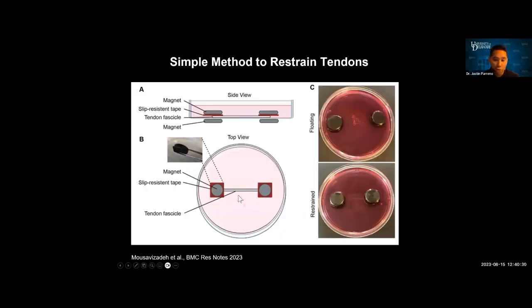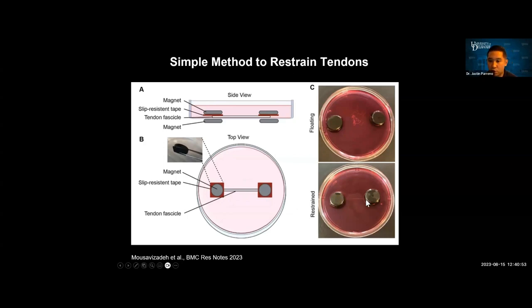We also applied stretch on the tendon. This was work carried out by Roland Musavizadeh, who's a visiting scientist, as well as Valerie West in my lab. We applied stretch by restraining the tendons. Now, it's very difficult to suspend weights onto these mouse tail tendons. Those previous studies were done using rat. So we developed this way by just restraining the tendons under magnets.